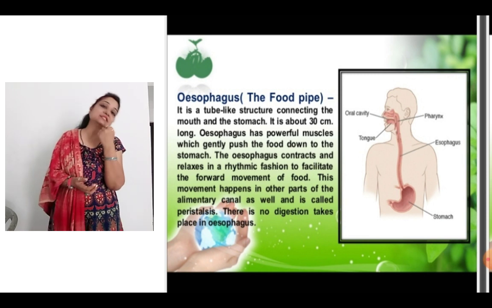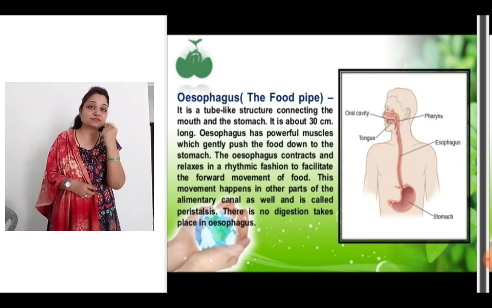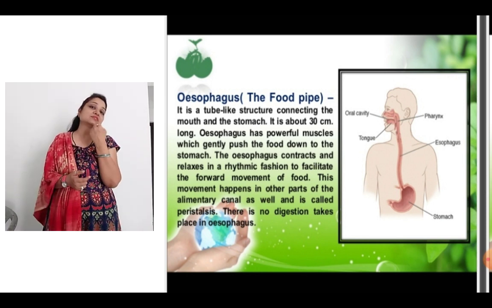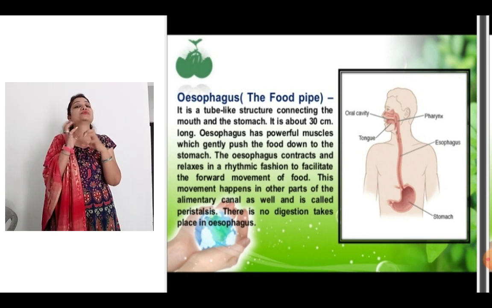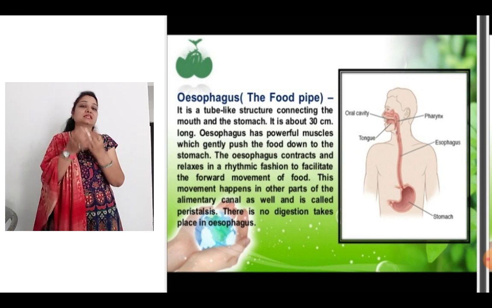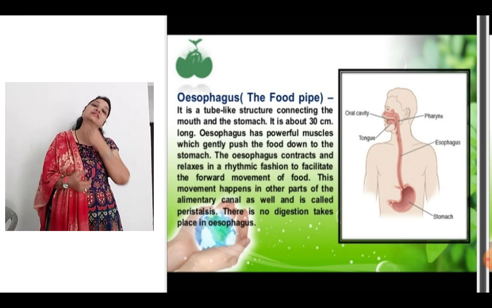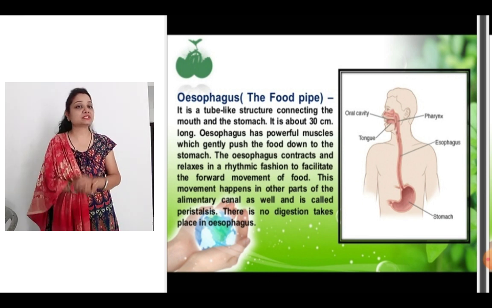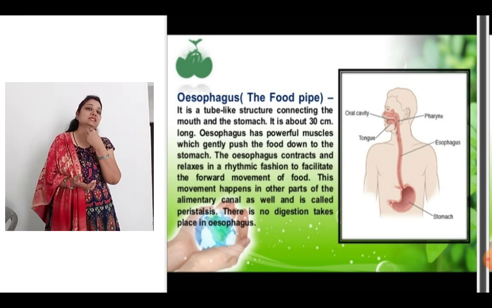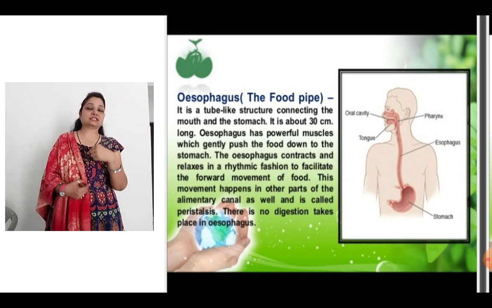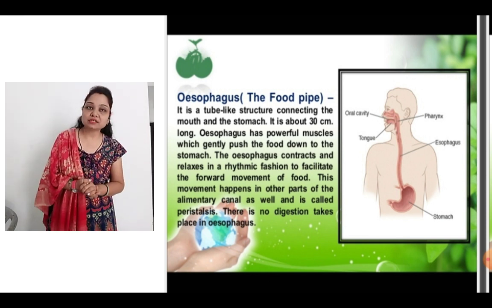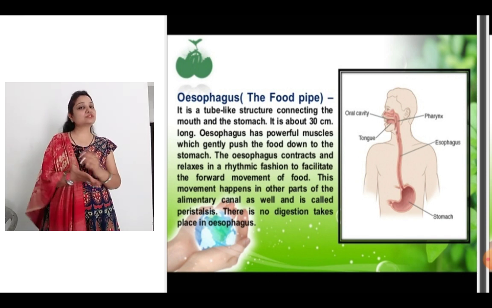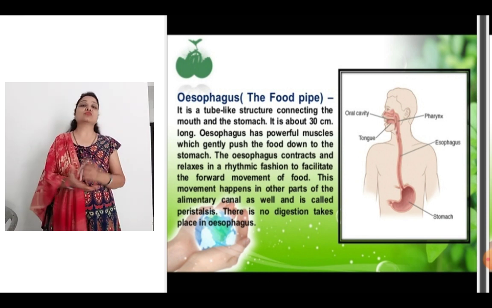Once we put it in our mouth, we chew it with the help of our teeth. The types of teeth we have discussed, the molars, premolars, canines, they all help us in the chewing of the food. After chewing, it is swallowed, and then it comes to the esophagus, the food pipe. See this picture, students, it is on the screen. After the oral cavity and the pharynx, the esophagus is there. This is a tube-like structure connecting the mouth to the stomach. In common words we call it food pipe.